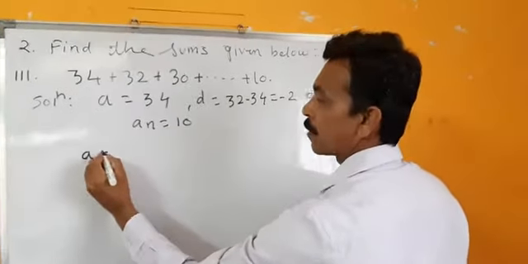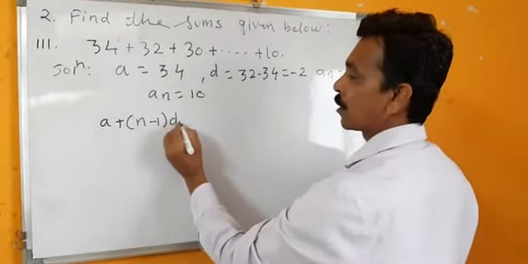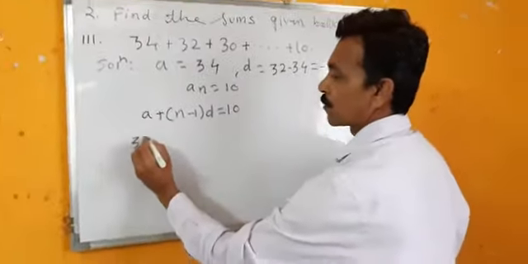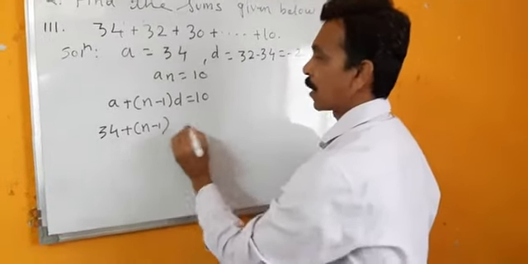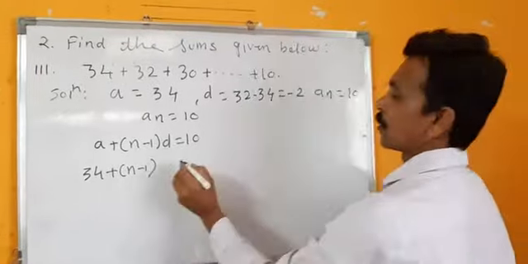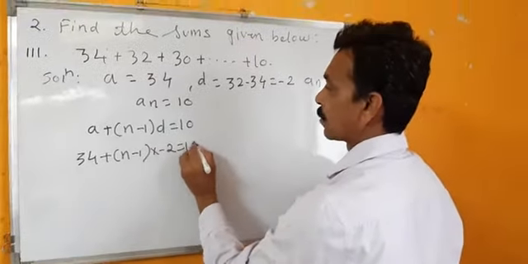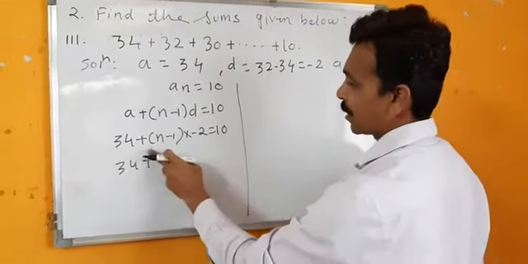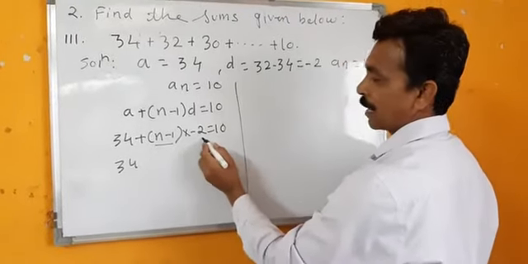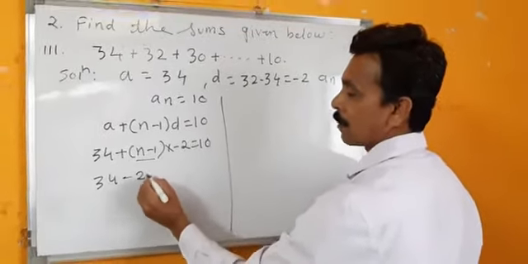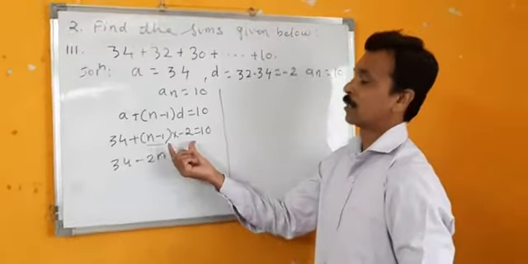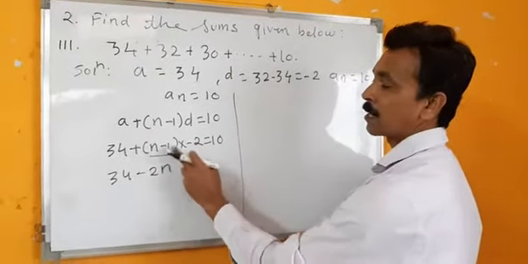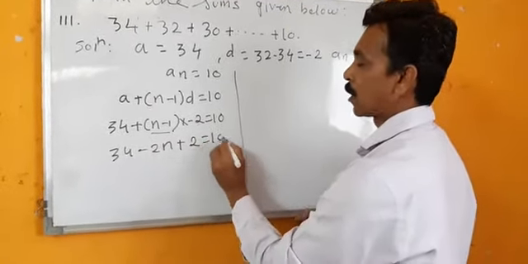AN is equal to how much? 10. So it is A plus N minus 1 into D is equal to 10. What is the value of A? 34 plus N minus 1 into D. D is how much? Minus 2 is equal to 10. I will multiply the bracket with minus 2: minus 2 into N, minus 2N. Instead of doing the long procedure, I will multiply here only. Minus 2 into minus 1 plus 2 is equal to 10.